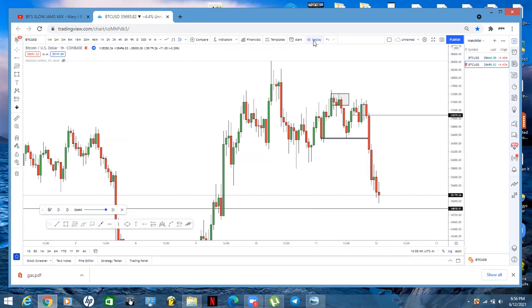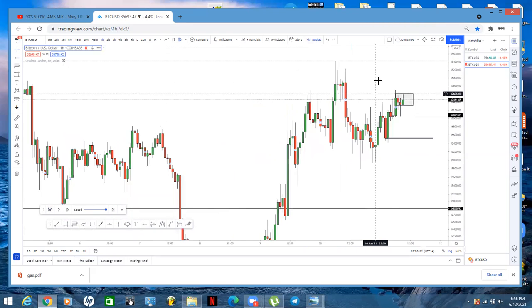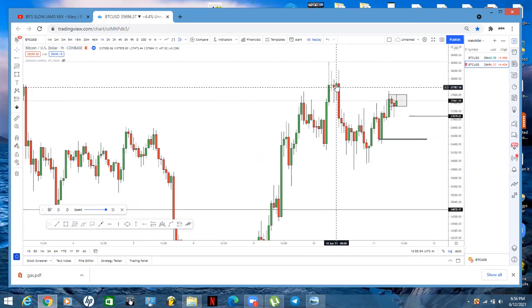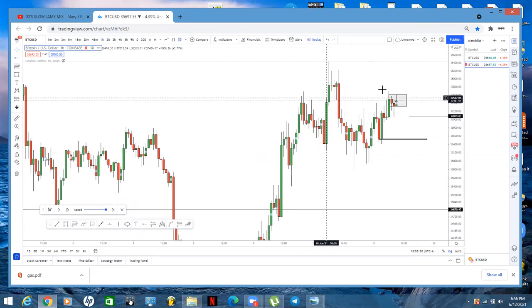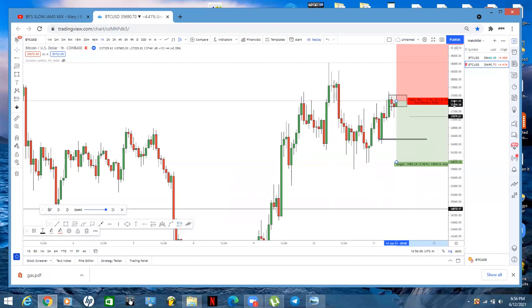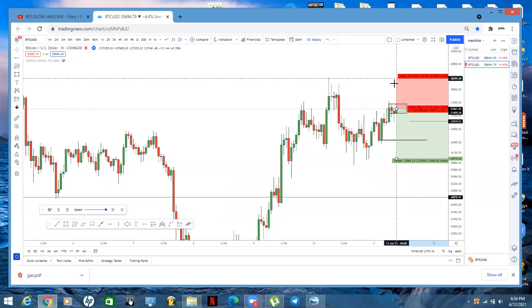All right, because when this happened, like I said, this was the retest of this order block right here. So that really would have been your entry. That really could have been your entry. All right, that right there could have been your entry.